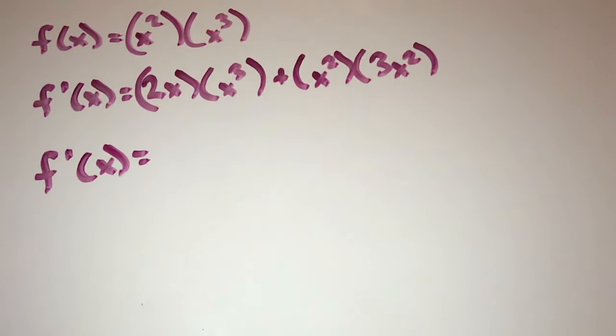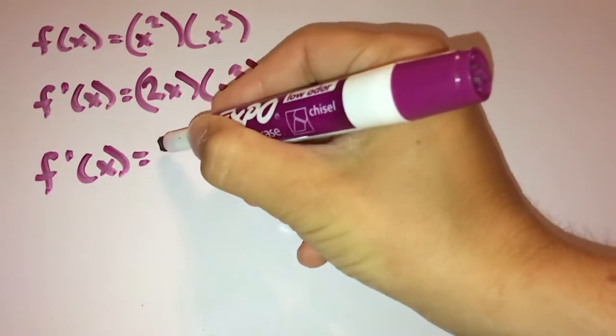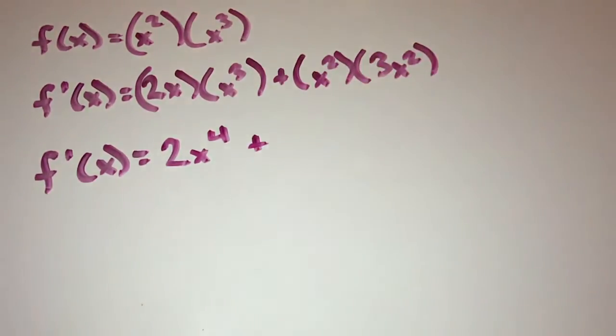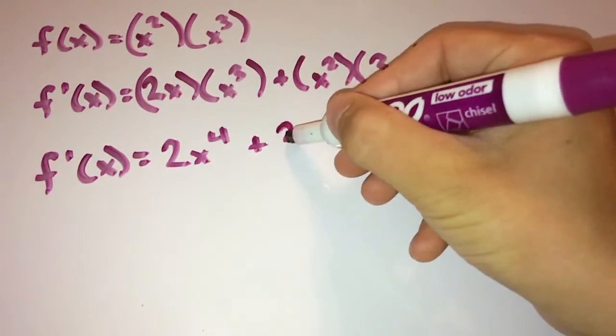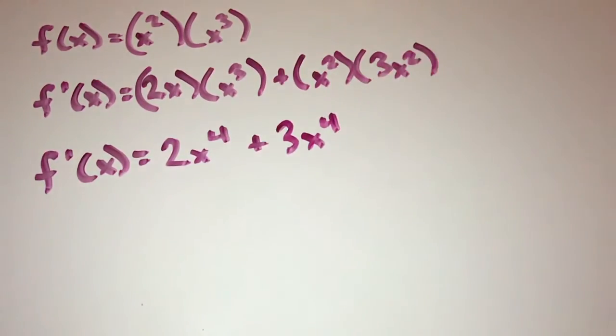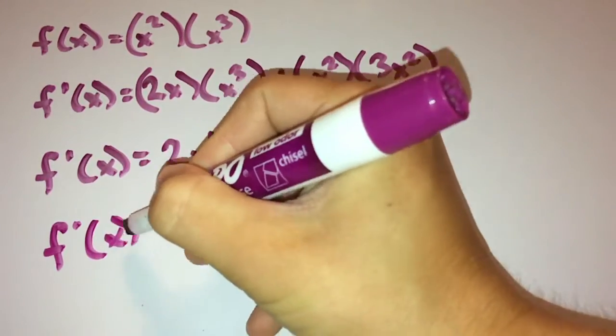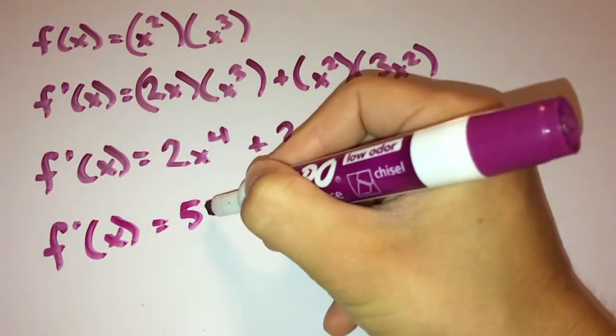So 2x times x cubed is just going to give us 2x to the fourth. And x squared times 3x squared is going to give us 3x to the fourth. And 2x to the fourth plus 3x to the fourth is going to give us 5x to the fourth for our answer.